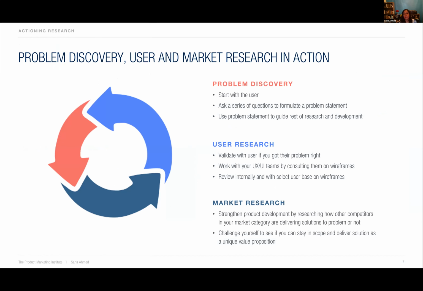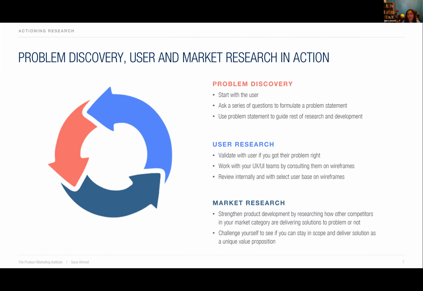And so this is the part where we're going to start talking about actioning the research. So everyone get your keyboard ready or pens and paper ready because you will use this information for the protothon. So, problem discovery, user and market research in action. How do all these things work together? How do you piece them together, right?